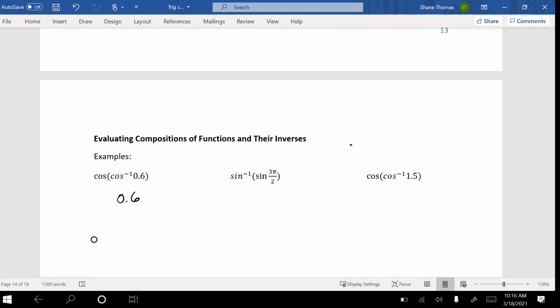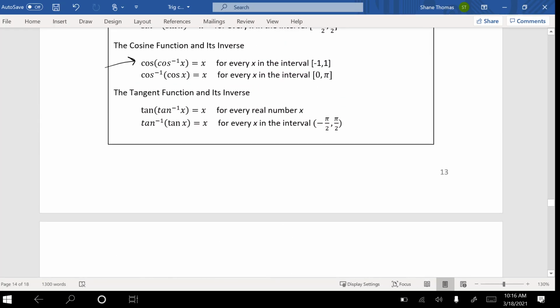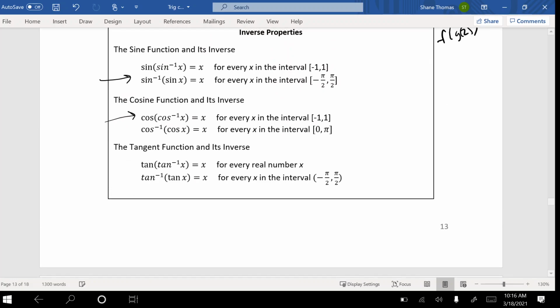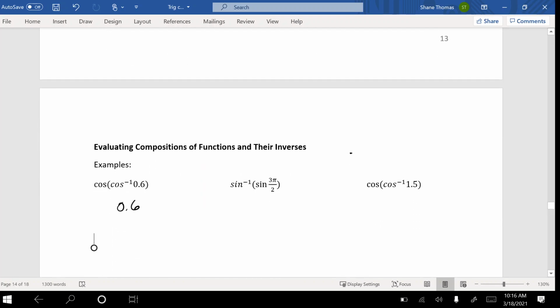Now, what happens if it doesn't fall within the range? So now I'm on inverse sine. Inverse sine is this guy right here. The inverse sine of the sine of x has to fall between negative pi over 2 and positive pi over 2. In this case, does 3 pi over 2 fall within that? No, it does not. So it's not in the range.